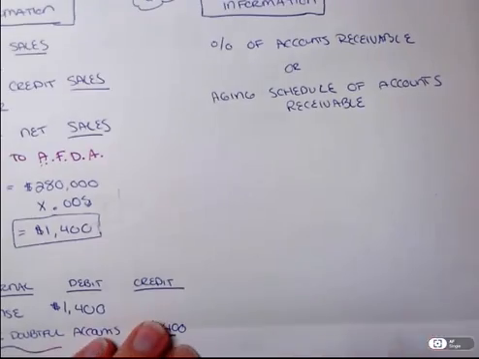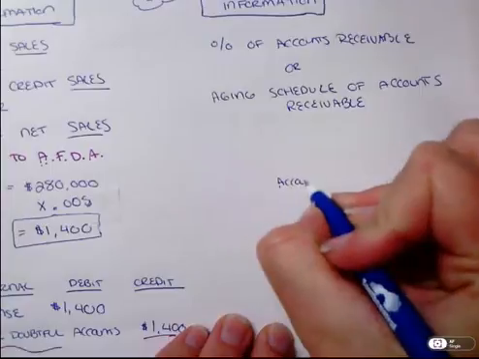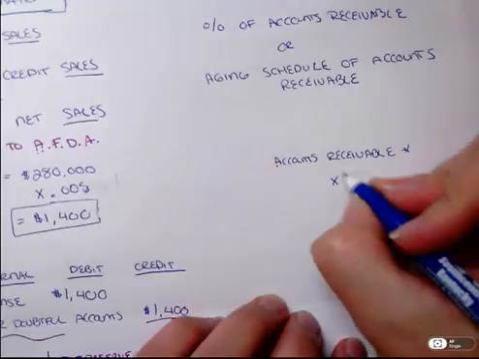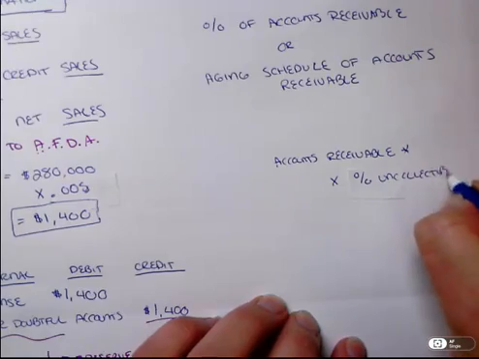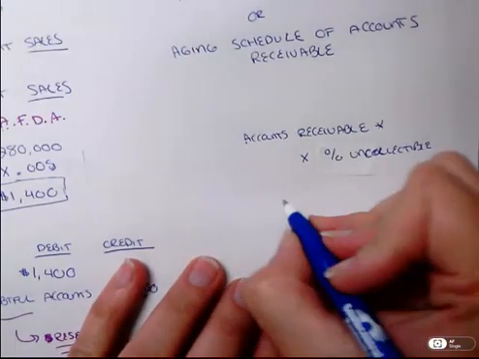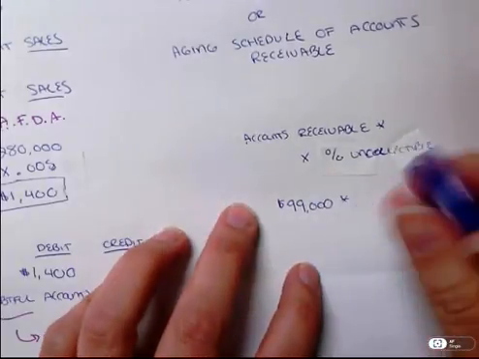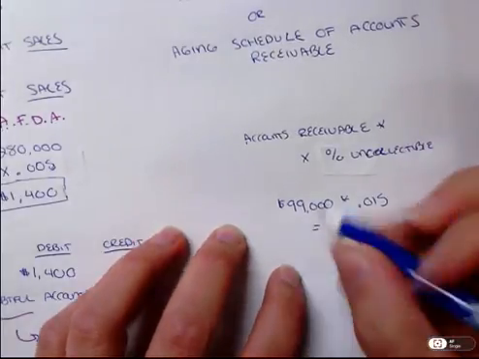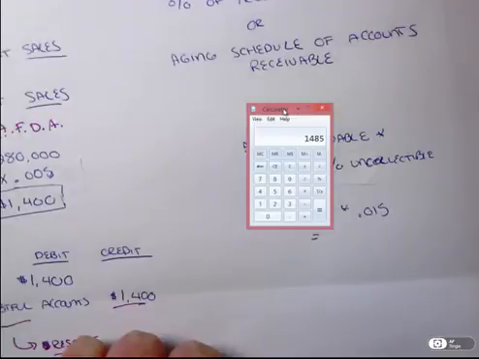Okay, so for this method, we're going to take our accounts receivable balance. So I'm going to take the accounts receivable and multiply it by the percent uncollectible. And in this case, accounts receivable was $99,000, and I'm going to multiply it by 0.015. So move that decimal over 1, 2 times. And I get a total of $1,485.